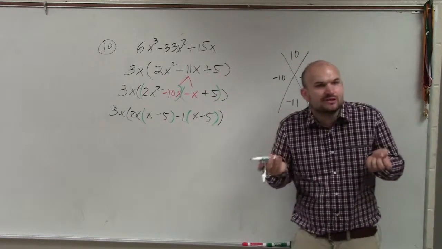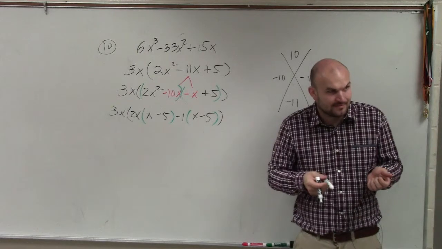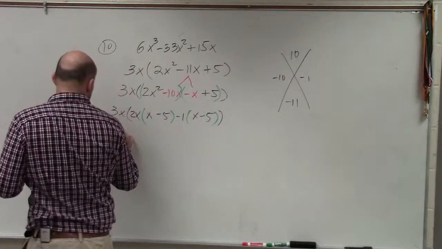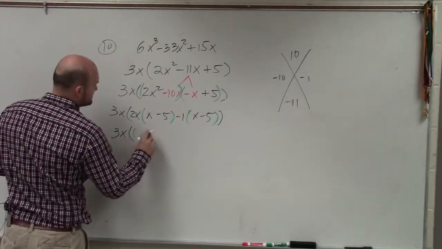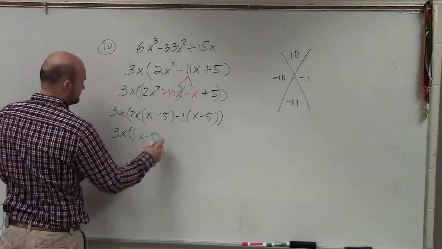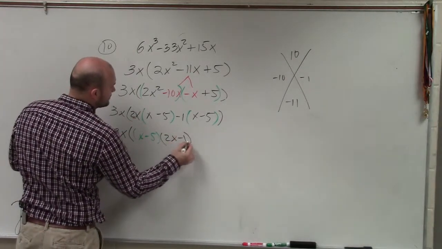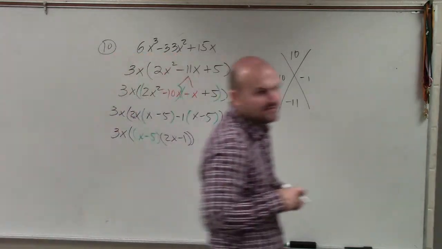Now, do you see what's in the green parentheses? Do you see how those are exactly the same? So I can factor both of those out. What I'm left with is 3x times x minus 5, and then what's left over is 2x minus 1. Is that one of the answers that you have?